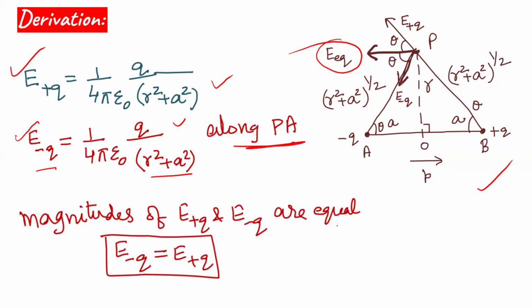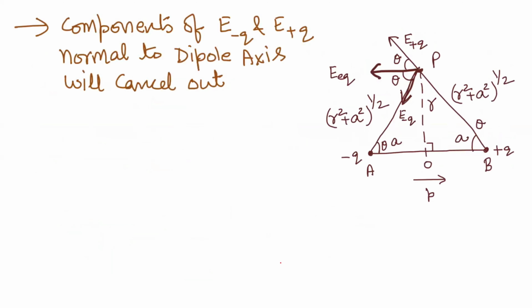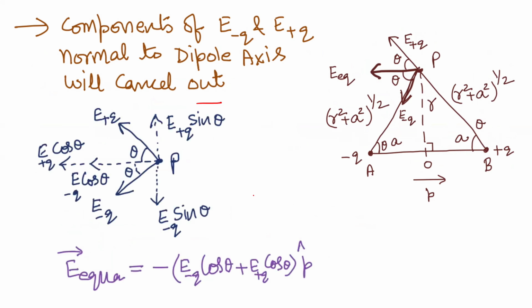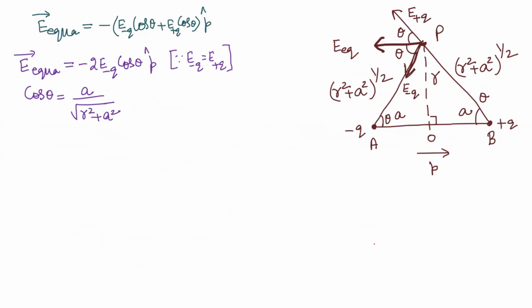The magnitudes of E plus q and E minus q are equal, obviously, because this is an equilateral triangle. So E minus q is equal to E plus q. Further, the components of E minus q and E plus q normal to the dipole axis will cancel out because both are equal and opposite to each other with reference to this figure. If we elaborate this figure further, you can easily see that E at the equatorial point is minus of E minus q cos theta plus E plus q cos theta in the direction of p cap. It is very clear from this diagram.